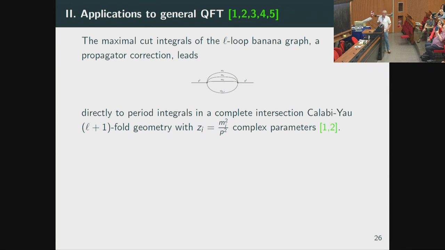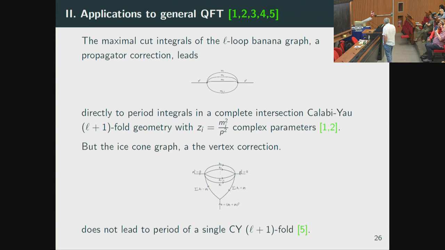So how is this? So first of all, one has to see that this graph here leads to this complete intersection Calabi-Yau, but this is not true for all graphs that you can look at. So if you take another graph, there will not be a single Calabi-Yau associated to this graph. So in this case, for instance, this is called the ice cone graph. There is not a single Calabi-Yau that gives you the maximal cut or whatever.